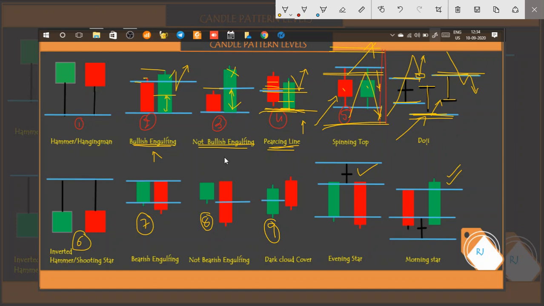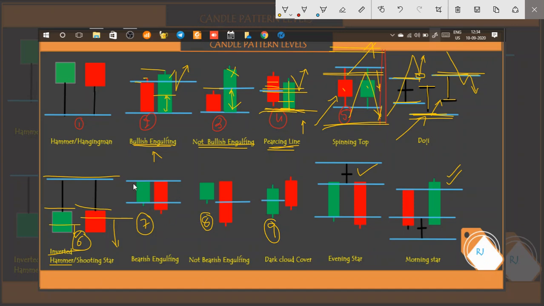And this is the same as an inverted hammer or shooting star. It's an inverted hammer, we also call this a shooting star, and we use this kind of candlestick to trade in the lower direction, and the safer entry points would be here or here.